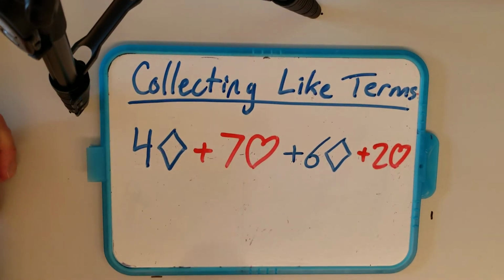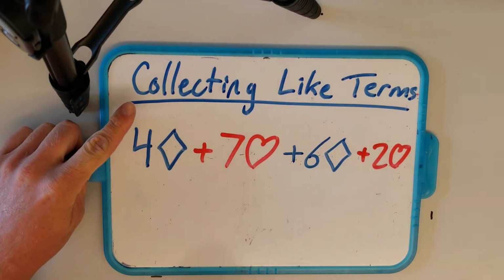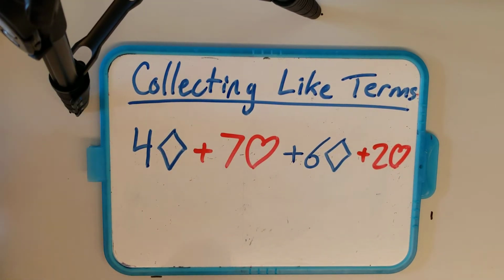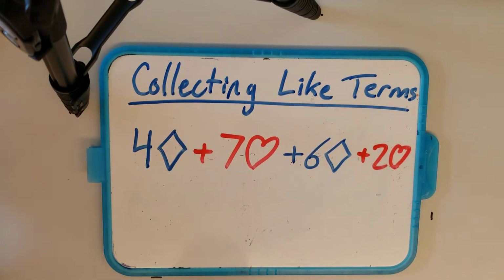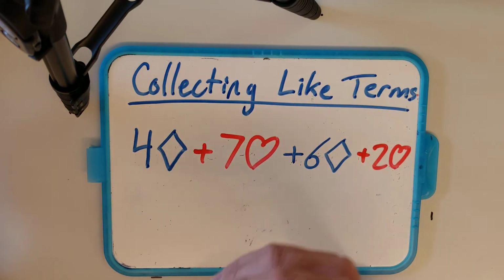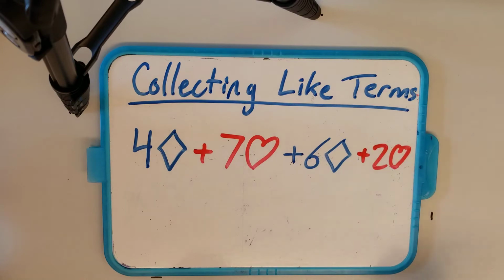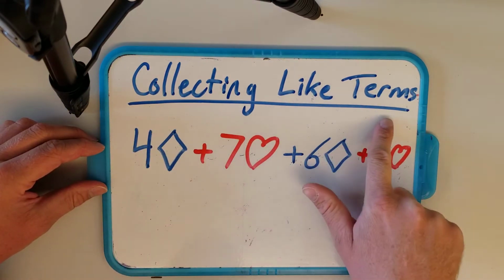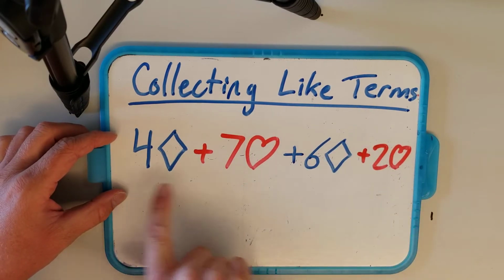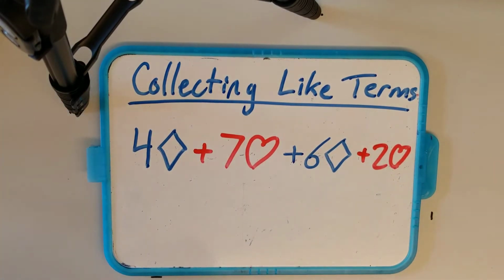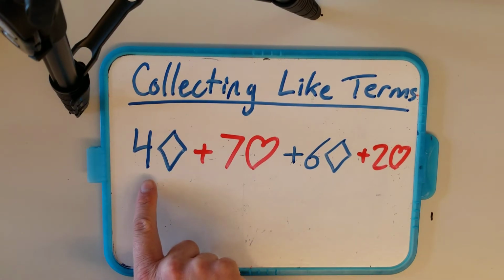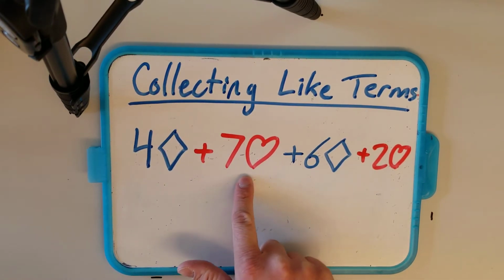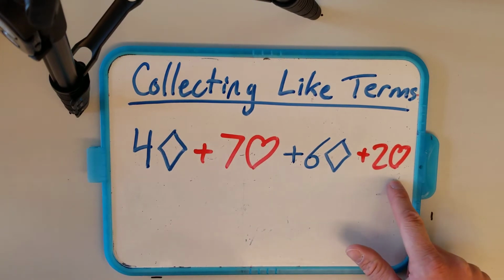Alright, so this is a tutorial video on how to collect like terms in algebra. So you've probably already learned about solving one-step equations, but this is the middle step on how to solve two-step equations, and it's called collecting like terms. The example I've got here to start with uses symbols instead of letters, and in this case, we've got 4 diamonds, 7 hearts, 6 diamonds, and 2 hearts.